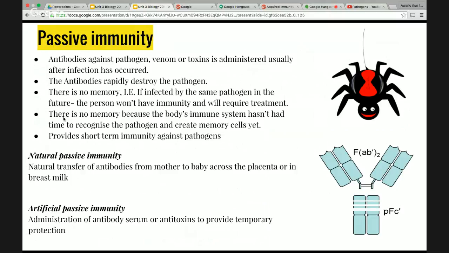There's two types of passive immunity. Natural passive immunity is when there's natural transfer of antibodies from a mother to her baby across the placenta or in breast milk. Artificial passive immunity is basically when you go to hospital and people give you antibody serum or antitoxins to provide temporary protection. Now, feel free to pause this video if you need to, jot down some notes, and then come back when you're ready.